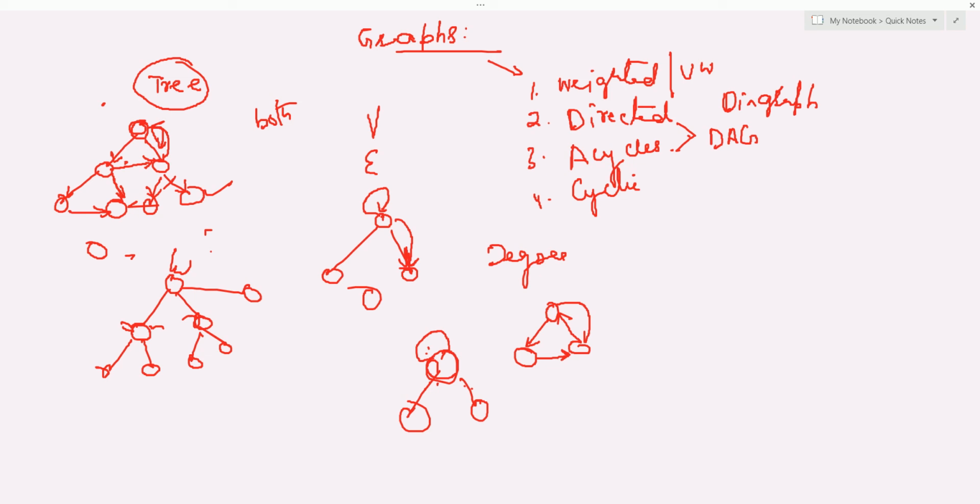So this vertex has in-degree 1 and out-degree 1. This one has in-degree 1, out-degree 1. This one has in-degree 1 and out-degree 1. This one has in-degree 1 but out-degree 2. This one has in-degree 1, out-degree 1, and this one has out-degree 1 and in-degree 2. So this is the degree of a vertex.